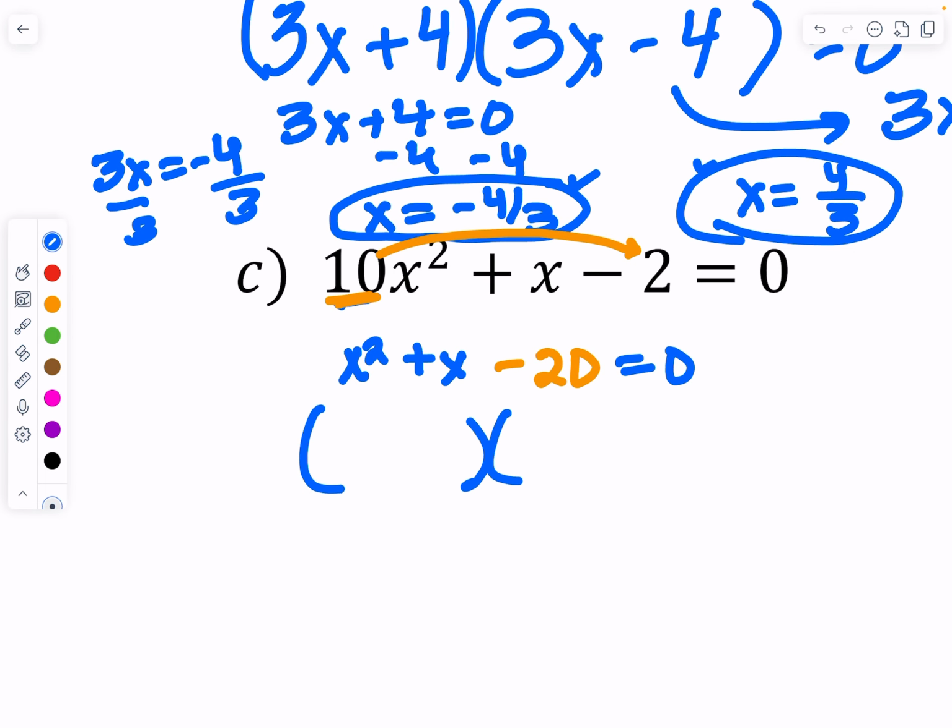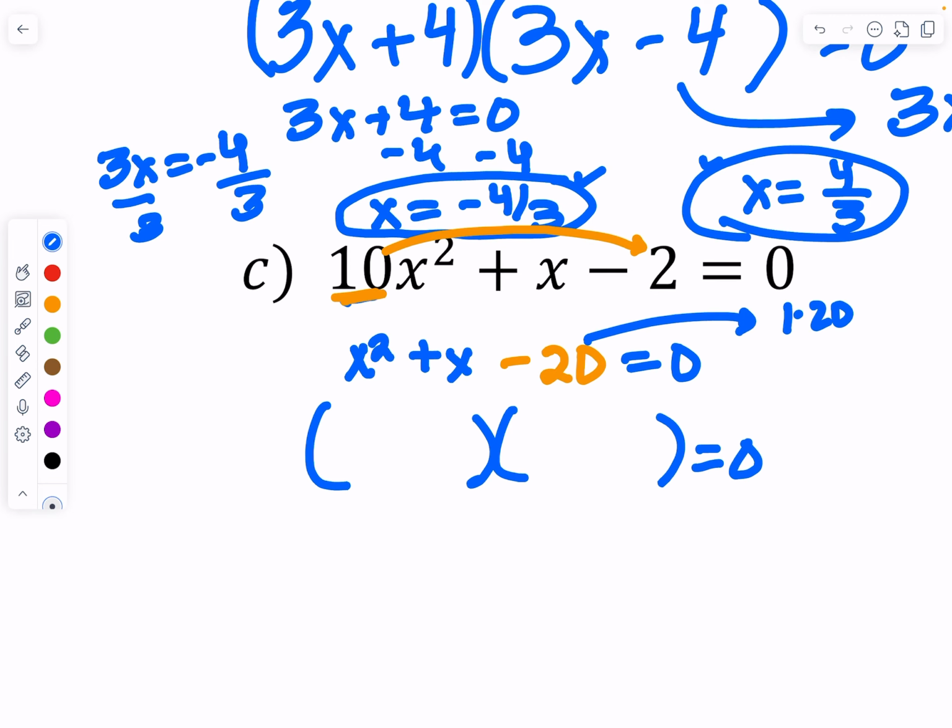So I have my 2 parentheses. I know that 20 is 1 times 20 or 2 times 10. And again, these you can do in your head if you want to. 4 times 5. I think that's about all that goes in there. They need to subtract, because I've got a minus, subtract to give me 1. So that's got to be my 4 and my 5.